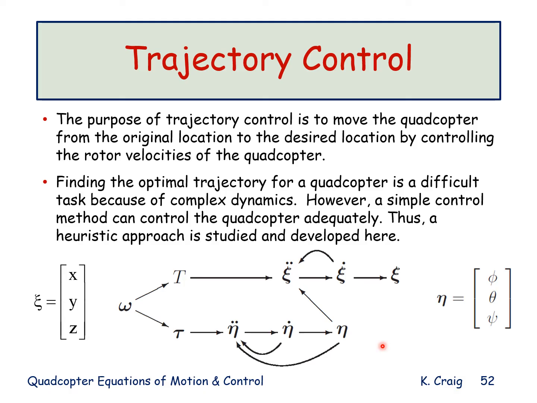So we see that this is a very complex, interdependent system. How then can we have the quadcopter follow a desired trajectory when we have this kind of interdependence among all of the variables of the quadcopter, and the fact that the quadcopter is an under-actuated complex system? That's our challenge.